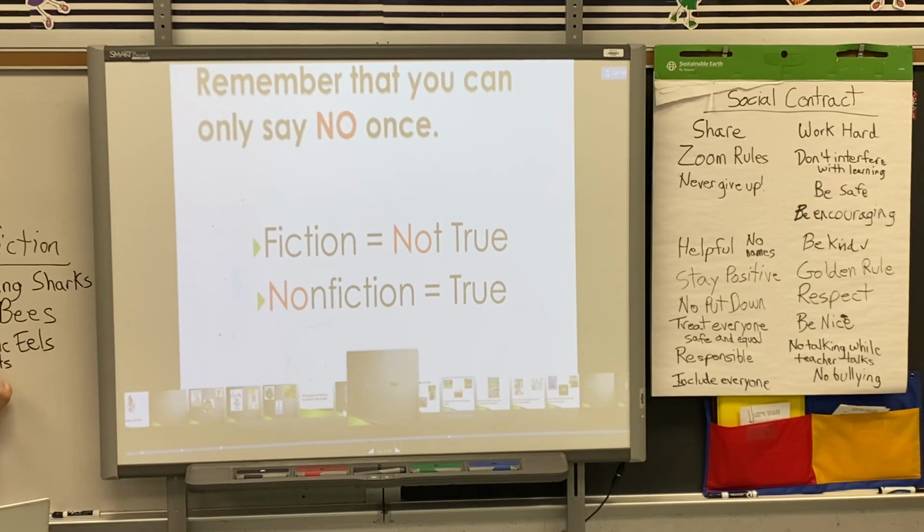All right, so remember that when you are doing your work today, I want you to think about the books that you pick, if they're fiction or nonfiction. Remember, fiction is fake and nonfiction is real, okay?